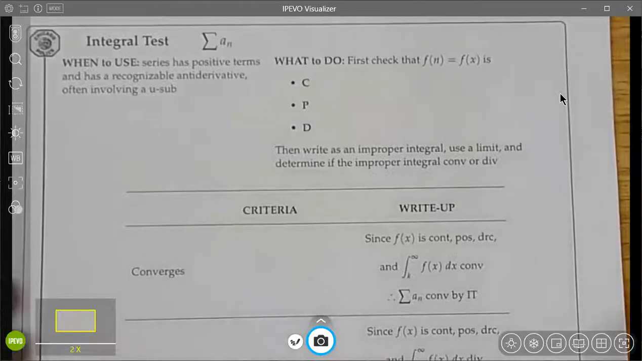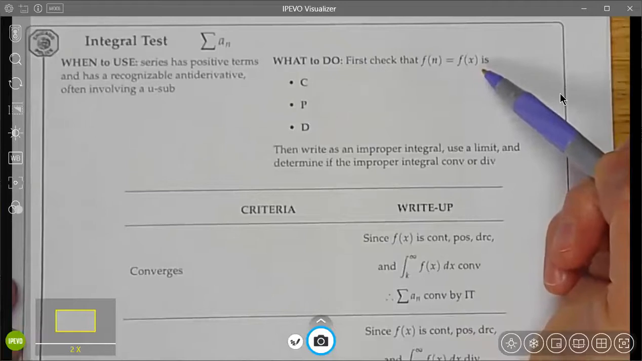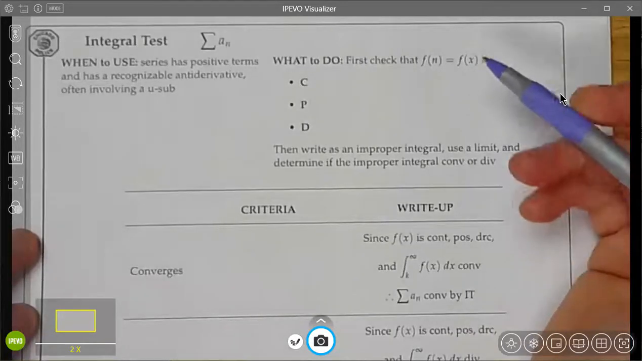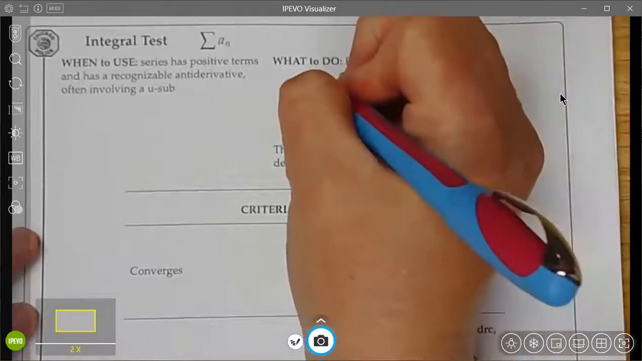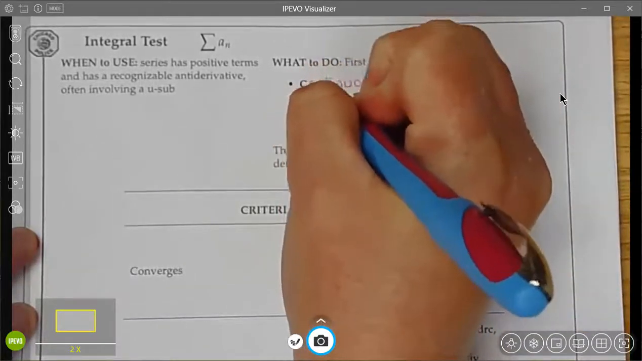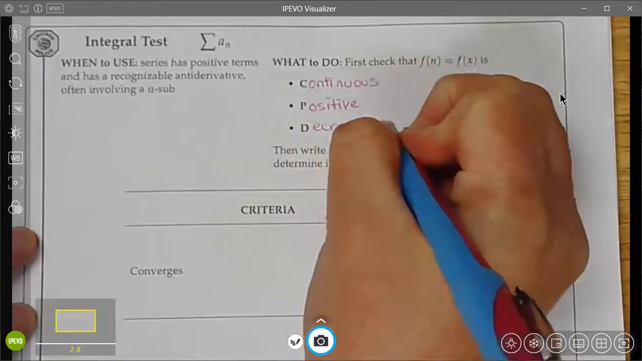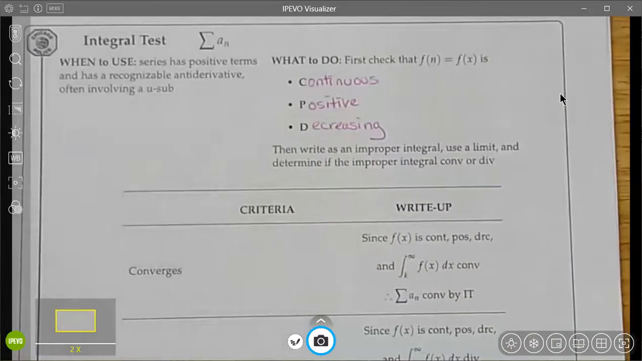So the first thing we want to do is rewrite our series so we have it as a function of x. And once we've done that, we're going to graph it and take a look to see that it is continuous, positive, and decreasing. Okay, so it must meet all three of those criteria or we can't use this test. The way that I remember this is one of my favorite TV shows is the Chicago series Fire, Med, but Chicago PD, so CPD: continuous, positive, decreasing.